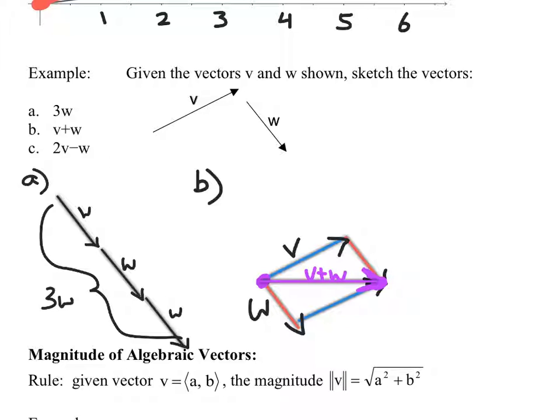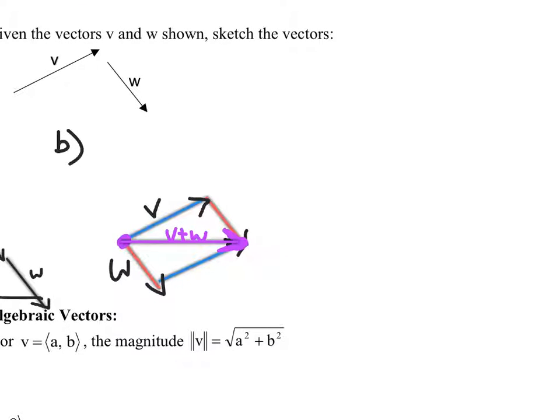All right. The next one is 2V minus W. I'm just going to throw in a little intermediate step here. 2V minus W is the same as saying 2V plus negative W. The reason I look at it that way is because I know how to do vector addition. Vector subtraction is really just adding two vectors where one of the vectors is just going in the opposite direction as it was initially.